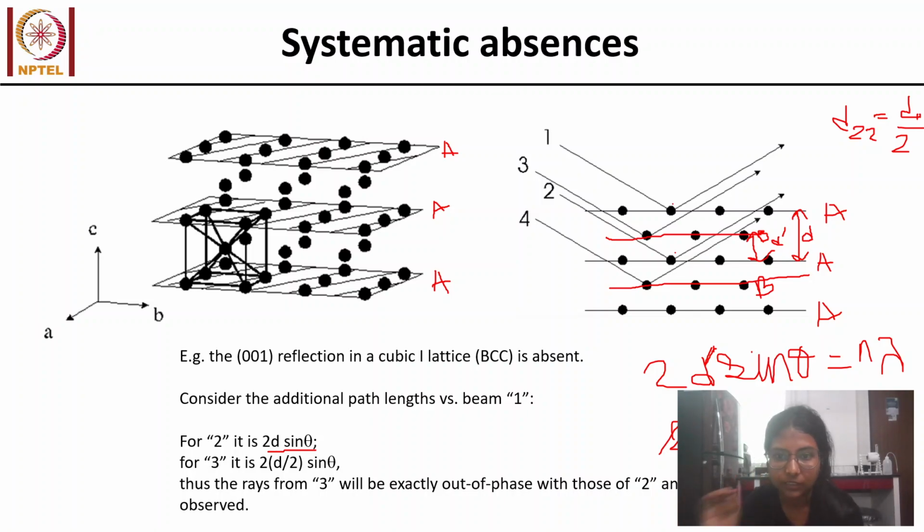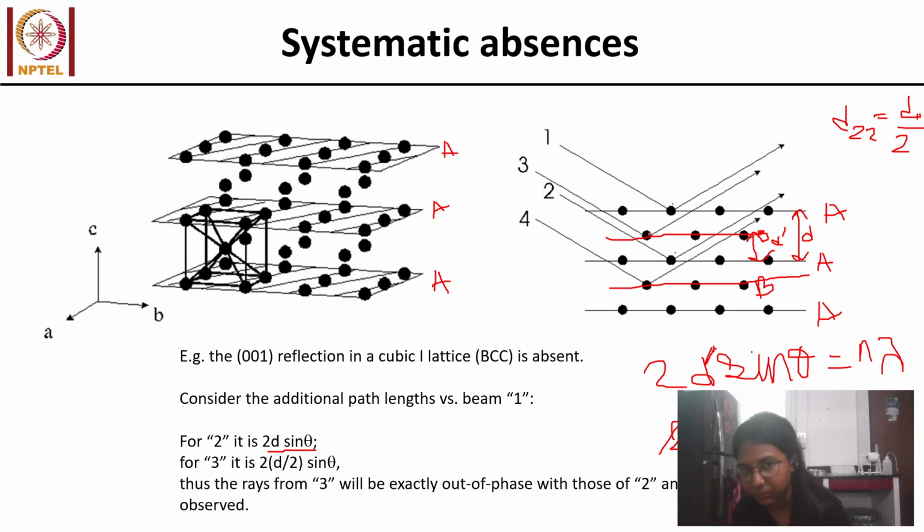Hence, the set of reflections from this B set of planes, that is the rays from 3, which is falling on the B set of planes, will be exactly out of phase with those of 2, that is my A set of planes, and no reflection will be observed from the B set of planes. Thus, we are having systematic absences.